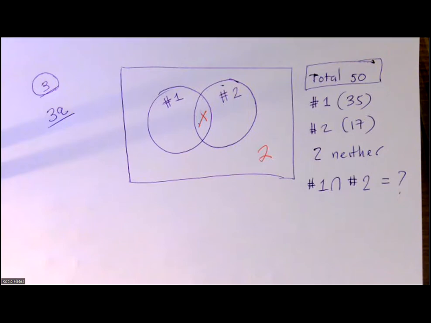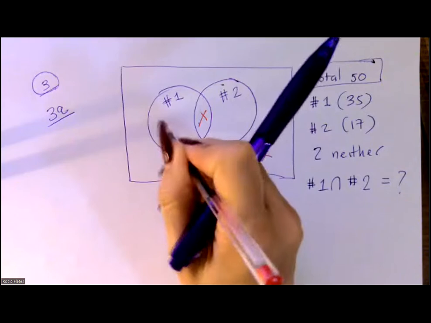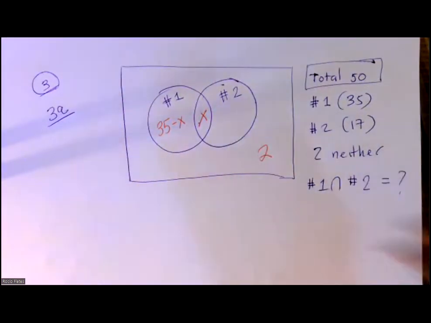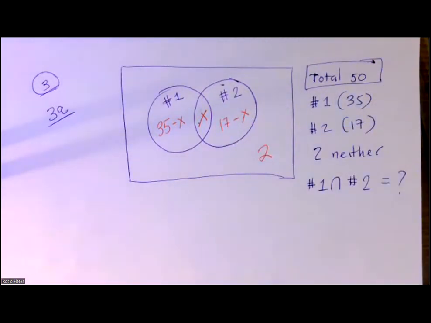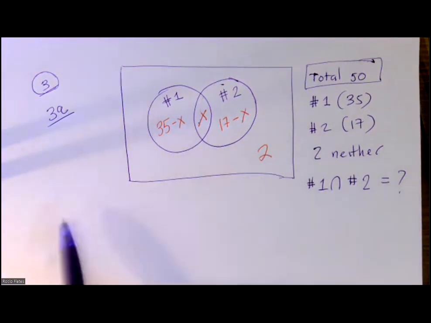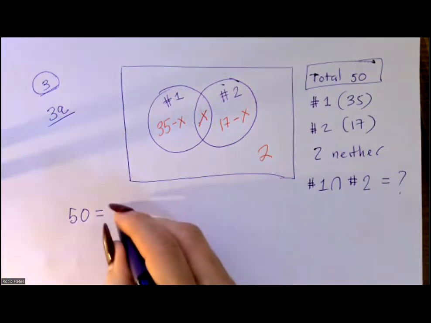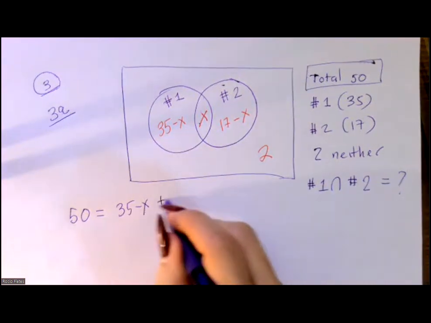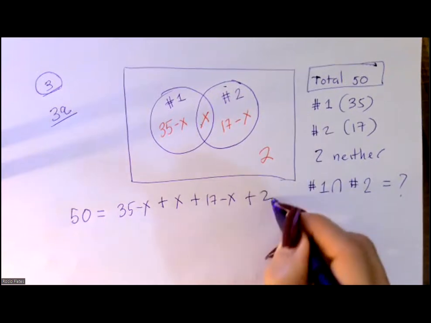Now I have to figure out, I know that this one here is going to be 35 minus X. And I know number 2 is going to be 17 minus X, right? And I know that together, all of this is going to be 50. So what I'm going to do is write 50 equals 35 minus X, and then plus X, and then plus 17 minus X, and then plus 2, right?